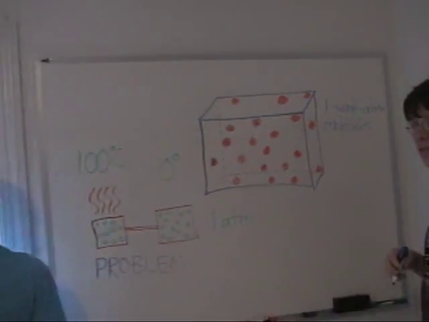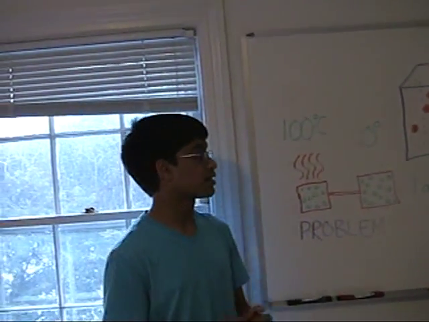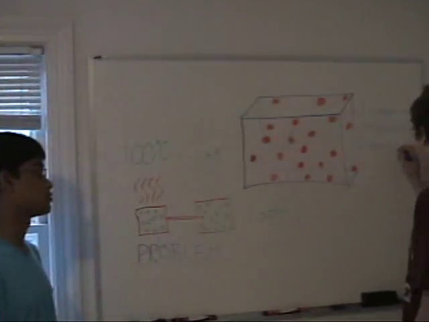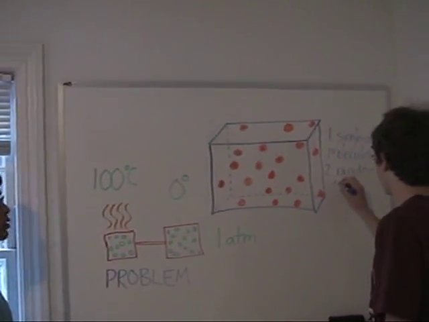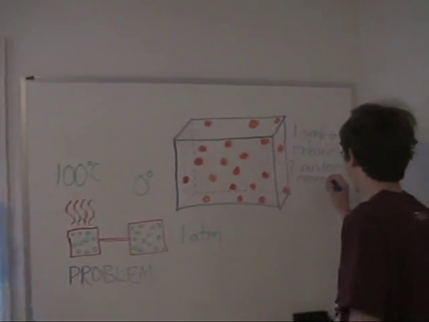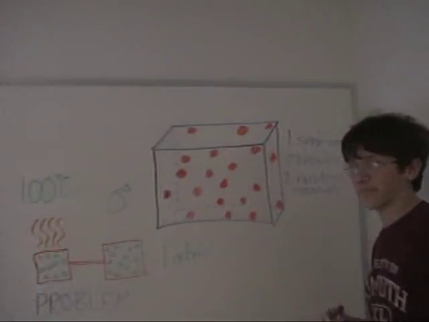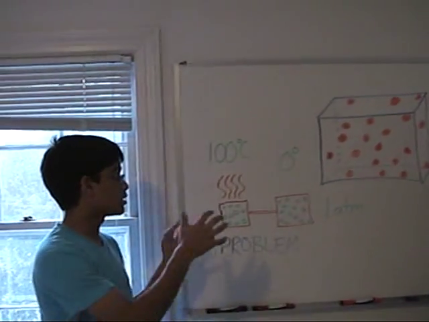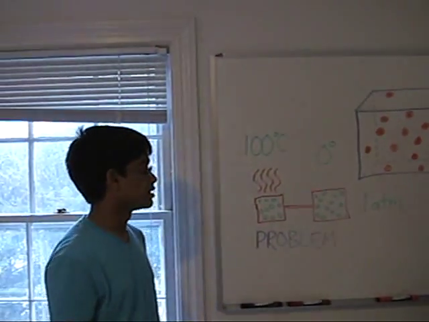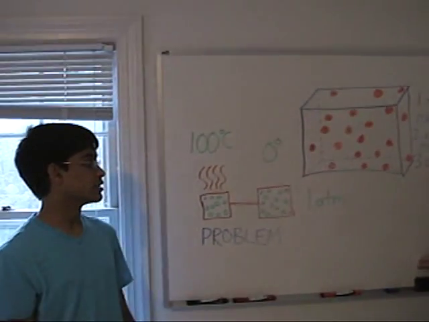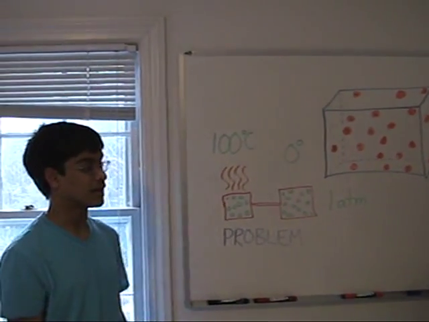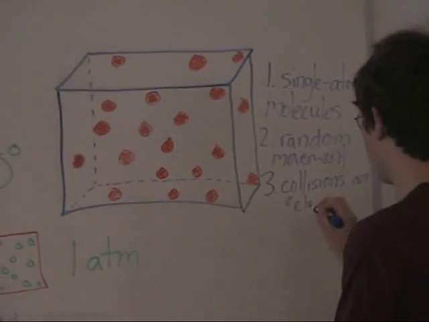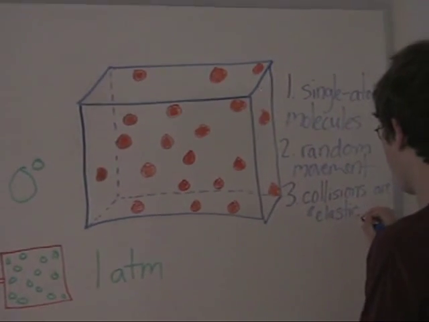The other property is that they all move randomly. There is no specific movement; the molecules are just randomly moving around the space. The third is that when these molecules collide with each other, they do not lose energy. These types of collisions are called perfectly elastic collisions. As Michael is writing right now, the collisions are elastic.